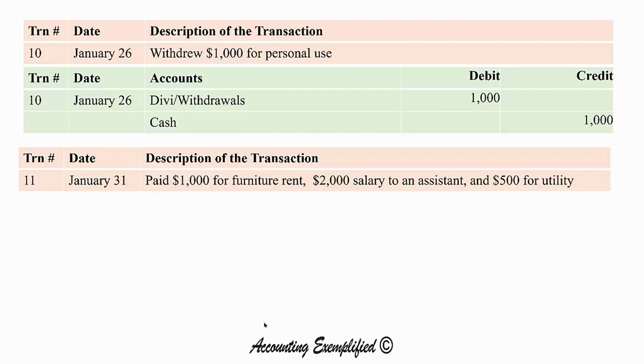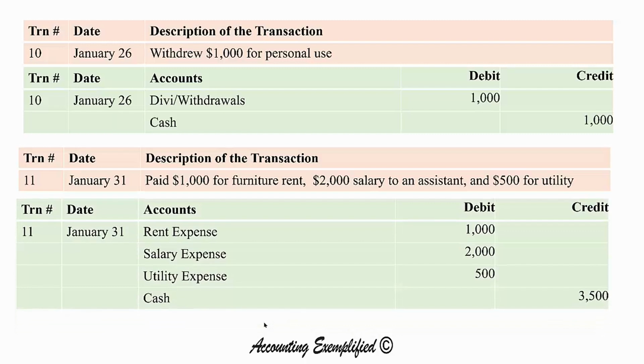Last one, on January 31st, company paid 1,000 for the furniture rent, $2,000 salary to an assistant, and $500 for utility. So here also we have more than 1 debit entry. You debit rent expense, 1,000, debit salary expense, 2,000, debit utility expense, 500, and credit cash, 3,500. Again, the total debit should equal total credit.